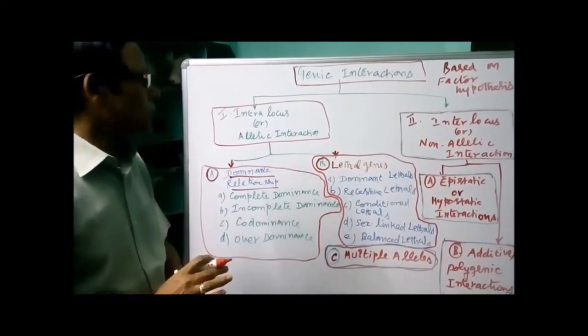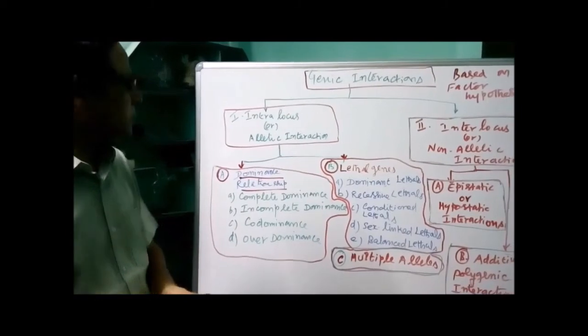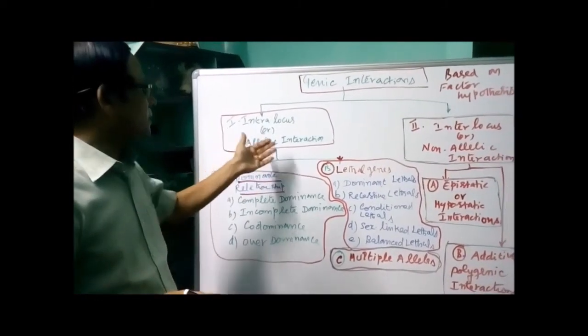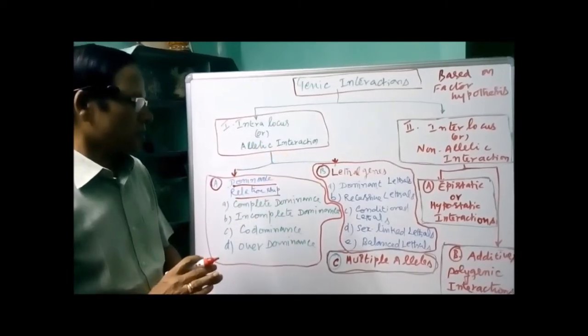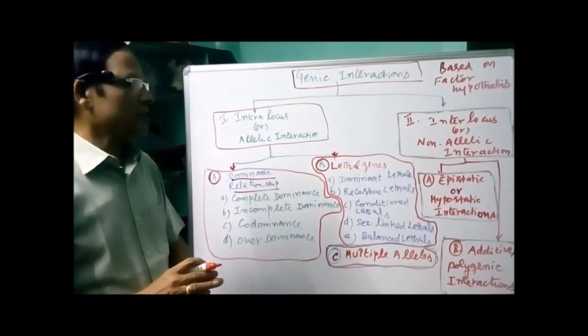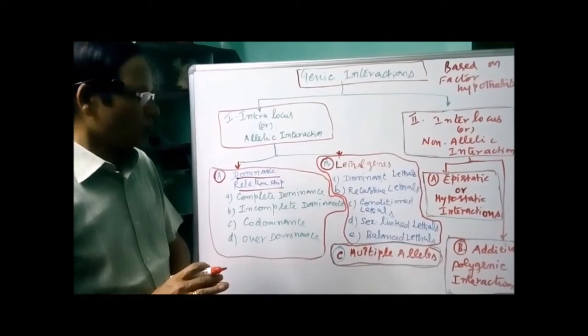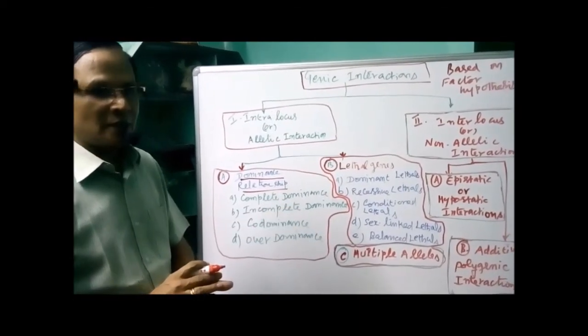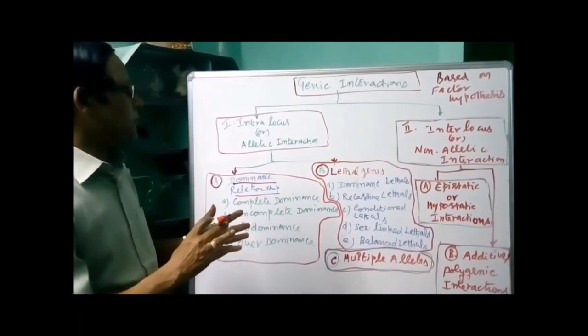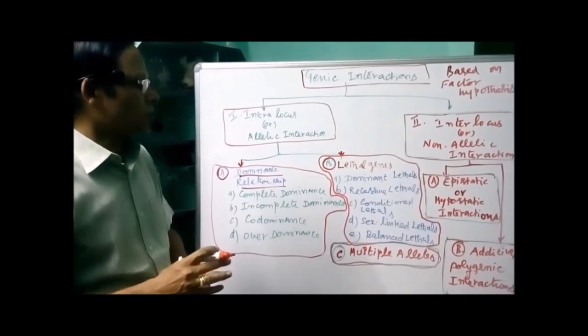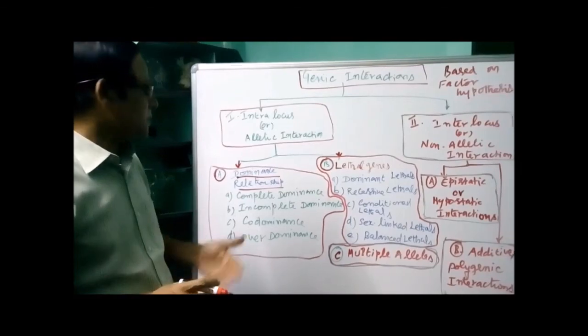We have to go one by one with some examples: the intralocus or allelic interactions, and then the interlocus or non-allelic interactions. One example for epistatic interactions. Another, polygenic interactions, in the case of kernel color and pattern. So this is about the general classification. We'll talk about it later, one by one, in each topic.